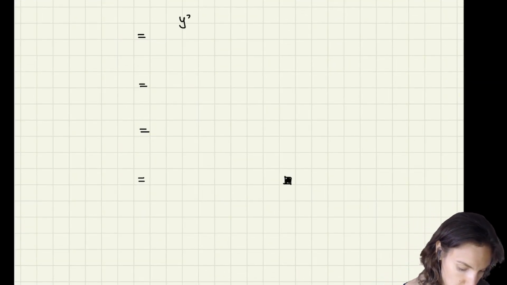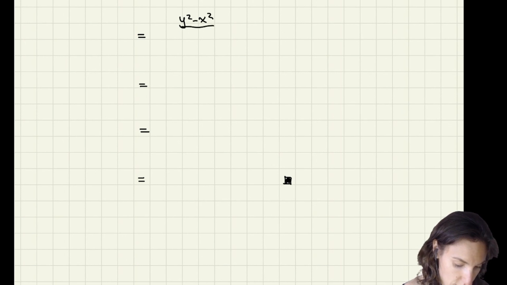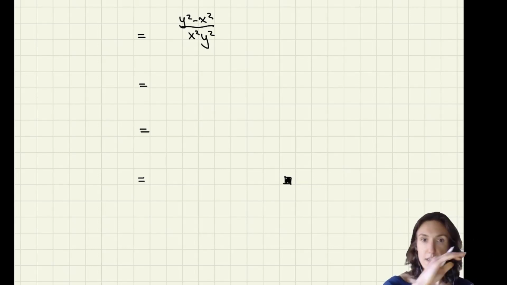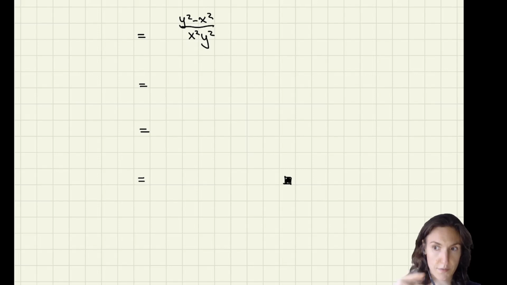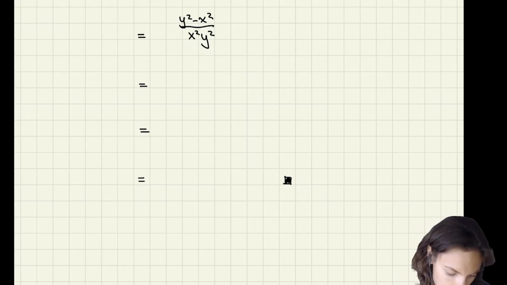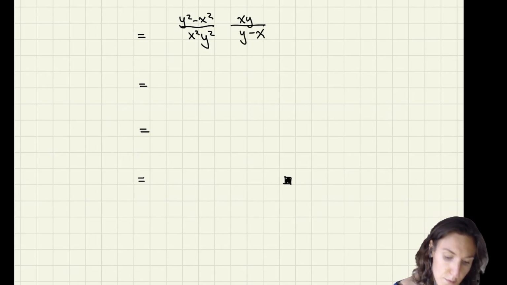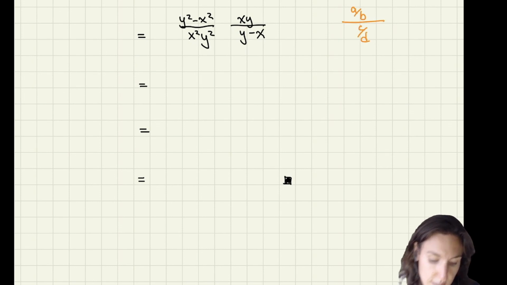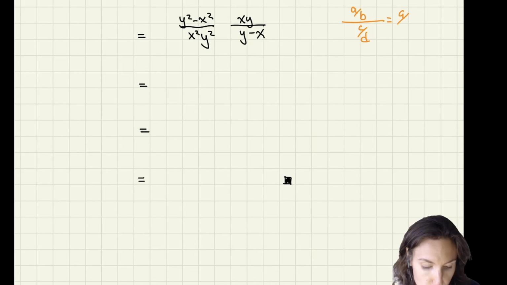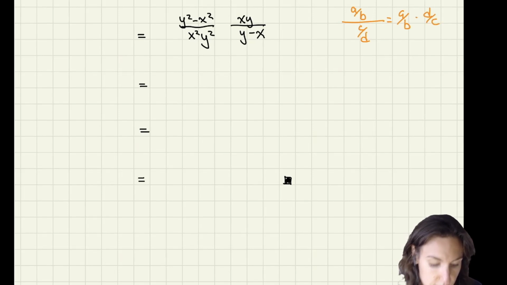All right. Now, so what did we just have? We had our y squared minus x squared over x squared y squared. But because those terms are being divided, I can bring up the denominator and then flip the ordering. So I can go x, y over y minus x. Okay, and remember why that is. If you have a over b divided by c over d, by our division rules, this is the same as a over b dot d over c.